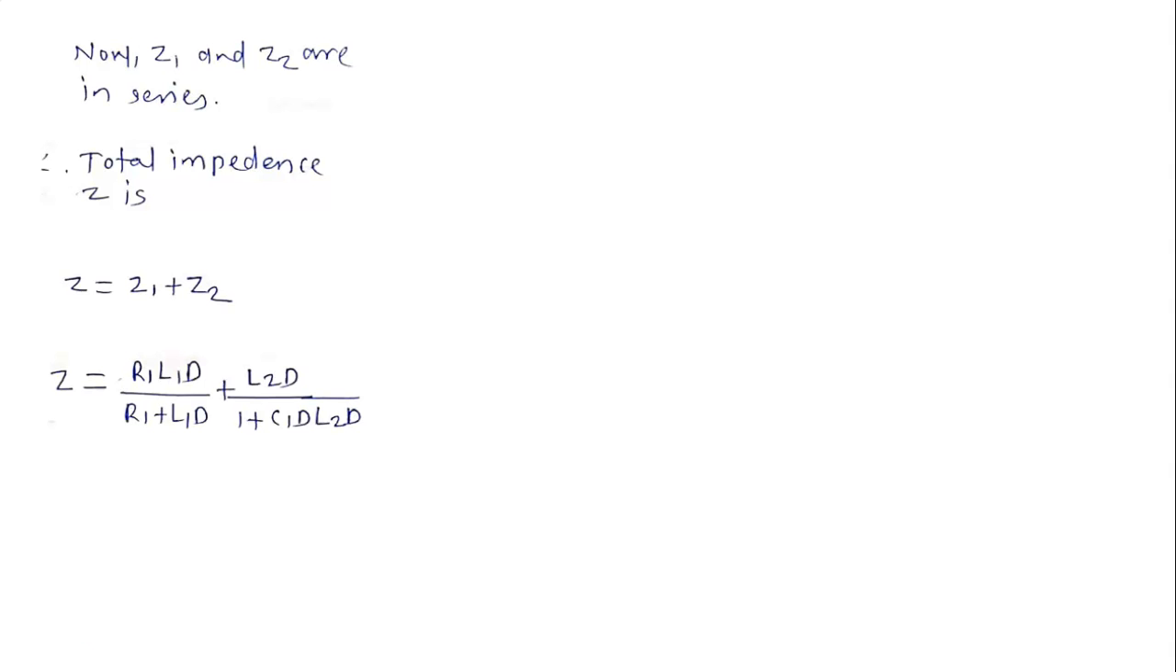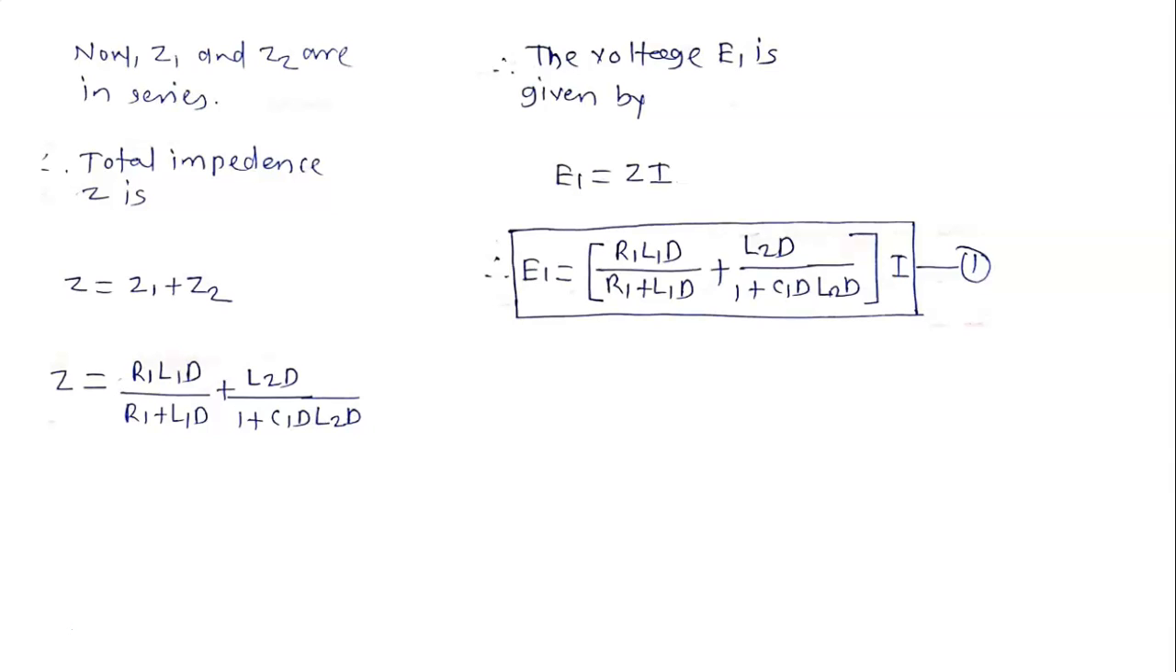Now Z1 and Z2 are in series. Therefore, total impedance Z is equal to Z1 plus Z2. Therefore, Z is equal to R1L1D divided by R1 plus L1D plus L2D divided by 1 plus C1D into L2D. The voltage E1 is given by E1 is equal to ZI. Therefore, substituting the value of Z, we get E1 is equal to R1L1D divided by R1 plus L1D plus L2D divided by 1 plus C1D into L2D, into I, equation 1.